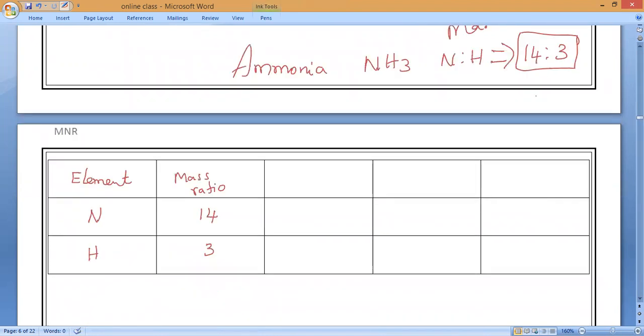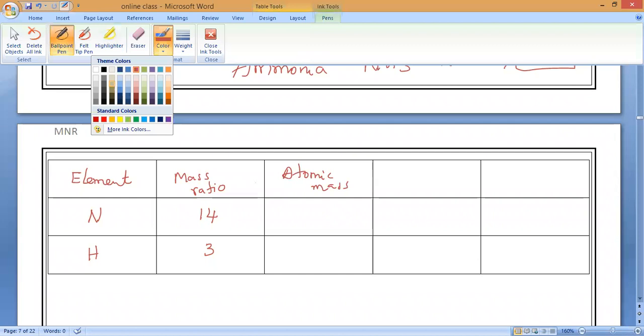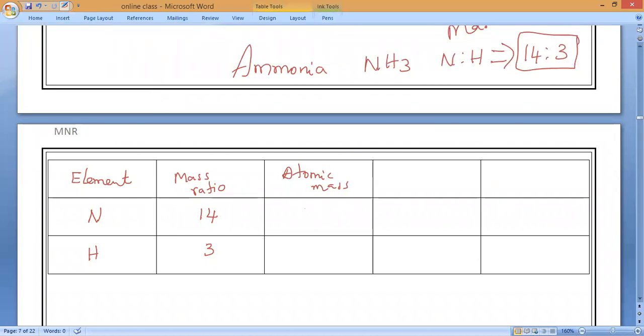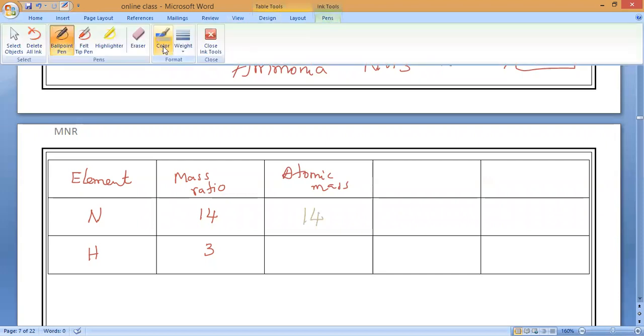Next. Mass ratio over. Next, what will come? Atomic mass. What is the atomic mass of nitrogen? Check the tabular column and tell me. You're having books, correct, Harish, Jairaj? What is the atomic mass of nitrogen? 14, sir. What is the atomic mass of hydrogen? All of you. 1 into 3.